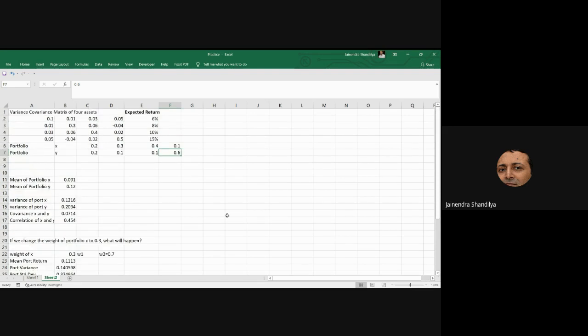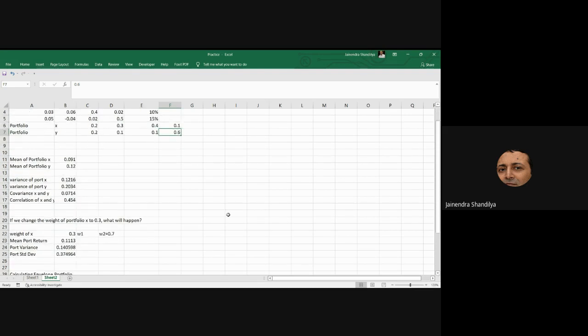So with this we have calculated the mean portfolio return, the portfolio variance, and the portfolio standard deviation. Now, if I change this 0.3 to 0.4, 0.5, 0.6, 0.7, 0.8, 0.9, 1, 1.1, 1.2, 1.3, 1.4, 1.5, 1.6, up till 2, what will happen? Any idea?